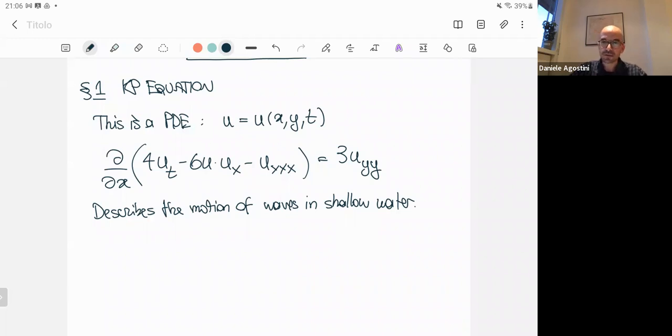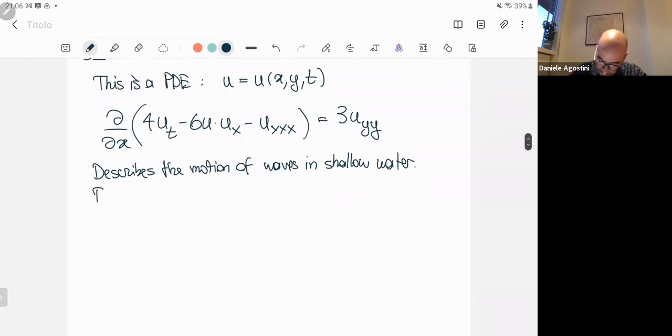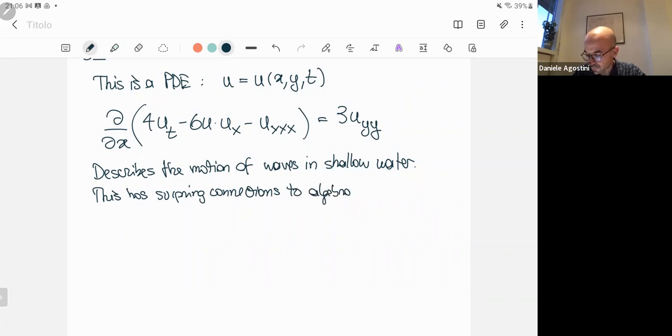But the interest for us, or at least for me, is that this has surprising connections to algebraic curves and abelian varieties. So let me start by describing a bit this connection. And in doing so, I would like to introduce some concepts like theta functions and Jacobians from a very, very elementary point of view, because then we can generalize it to a different setting.